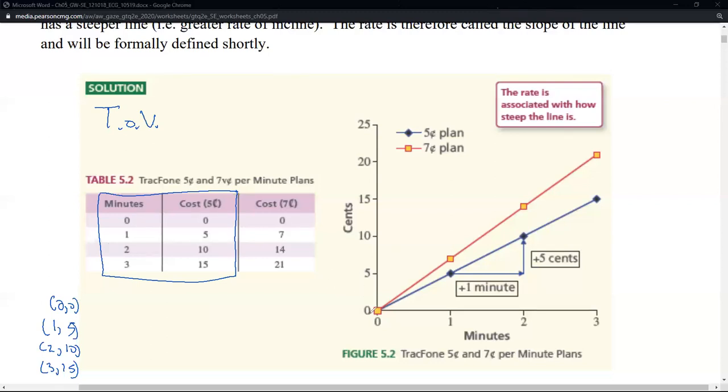So 0, 0, you go right 0 and up 0. So there's the first point. Then 1, 5, you're going to go right 1 and up 5. There's the second point. Then 2, 10. You start at the origin, you go right 2 and up 10, which is right here. Then 3, 15, you start at the origin, you go right 3 and up 15. And then once you have all those points plotted, you connect and extend.